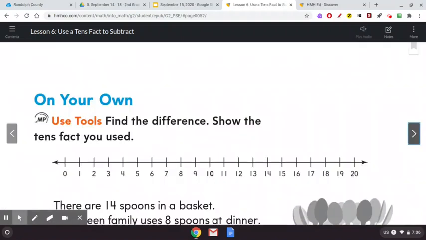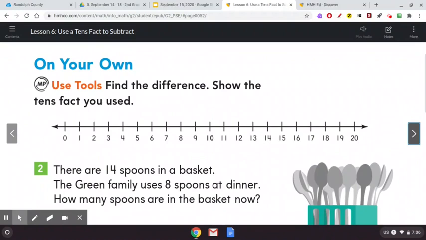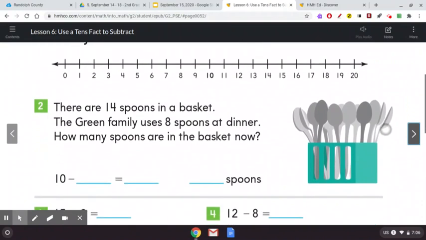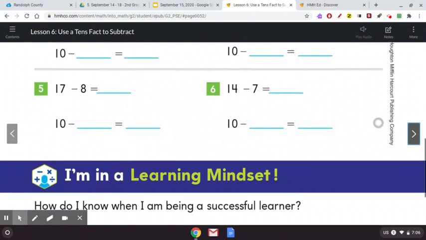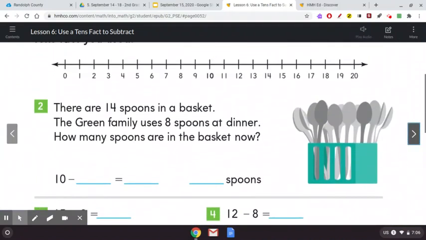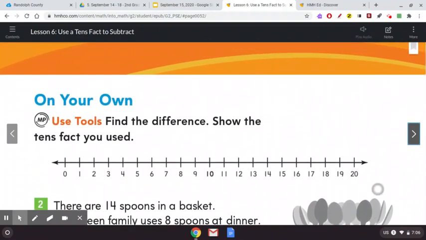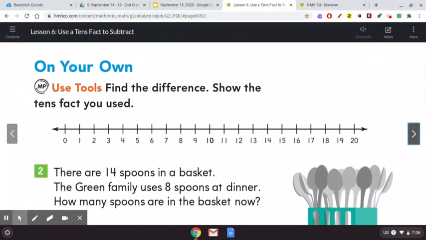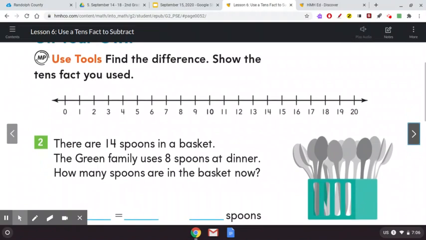So this is the on your own part. I will read it out loud to you so that you can have access to read aloud. Now, a lot of this you can do on your own. And also there's the question at the bottom you can complete. All right, so on your own, use tools. Find the difference. Show the tens fact you used. So there's a number line up there, right there for you. Okay. So here's the number line.